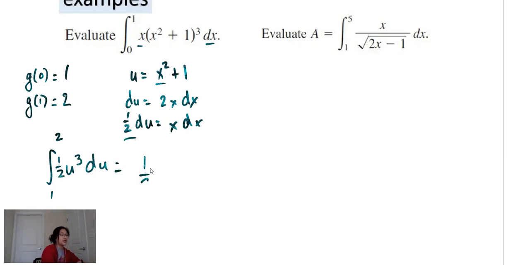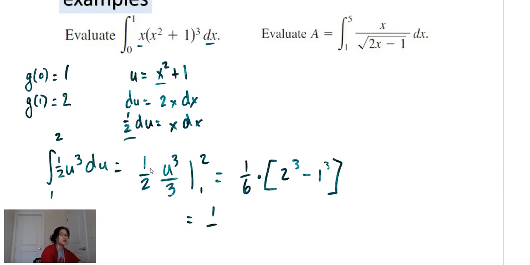So we have 1/2 u cubed over 3 evaluated from 1 to 2. And what's that? That's 1/6 times 2 cubed minus 1 cubed. So that's 1/6 times 8 minus 1, which is 7. 7/6. Okay, so that's one option.